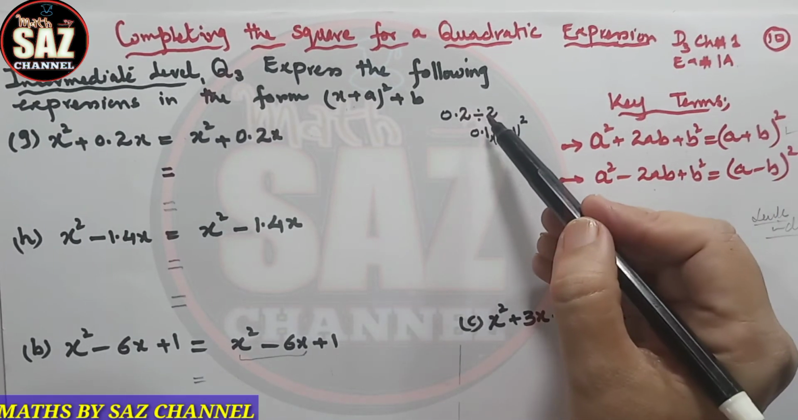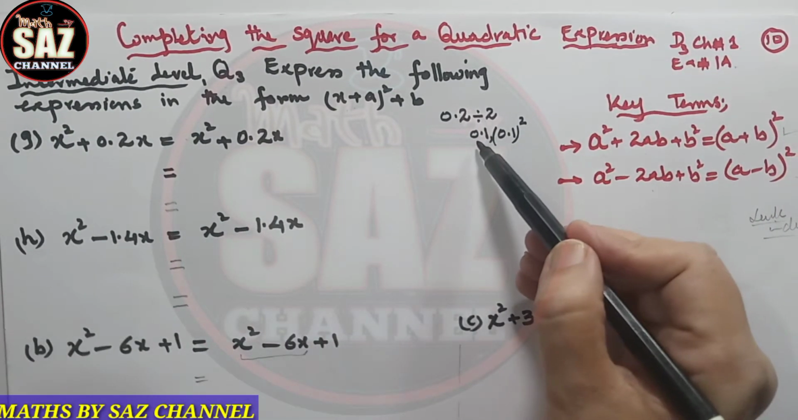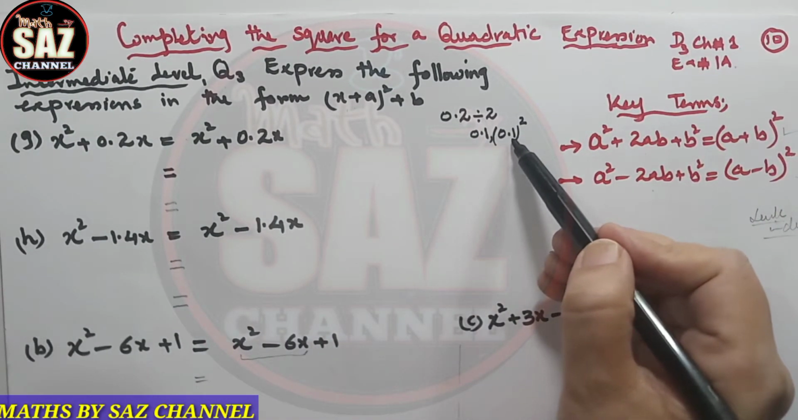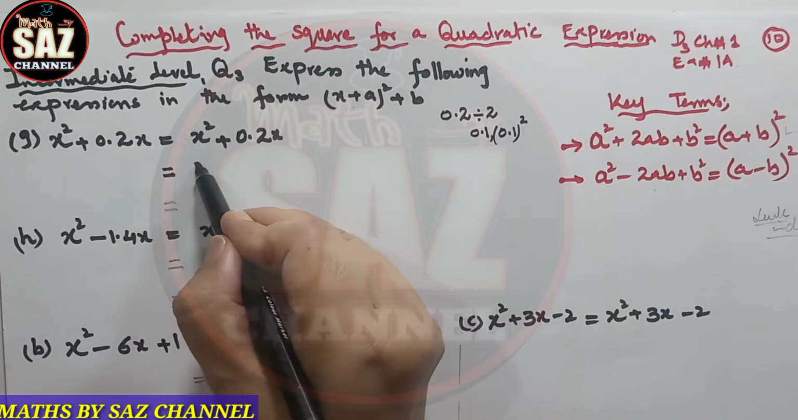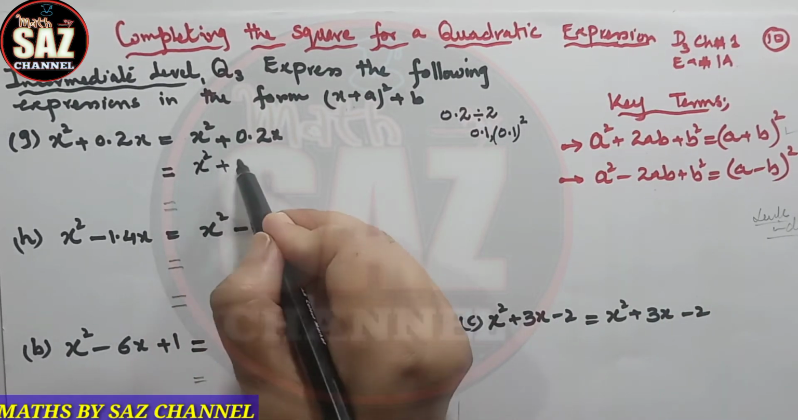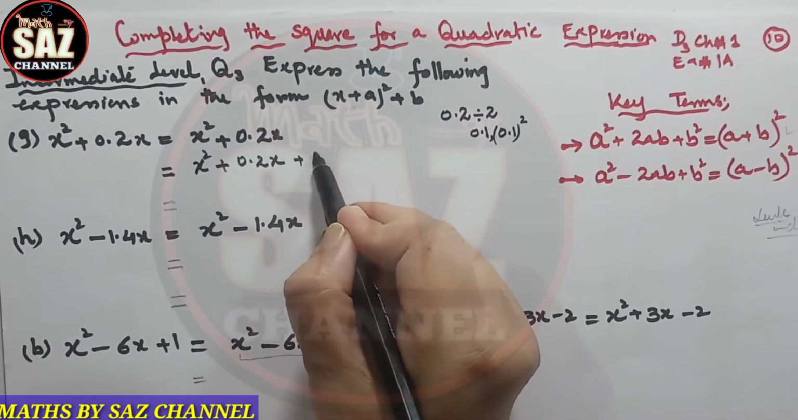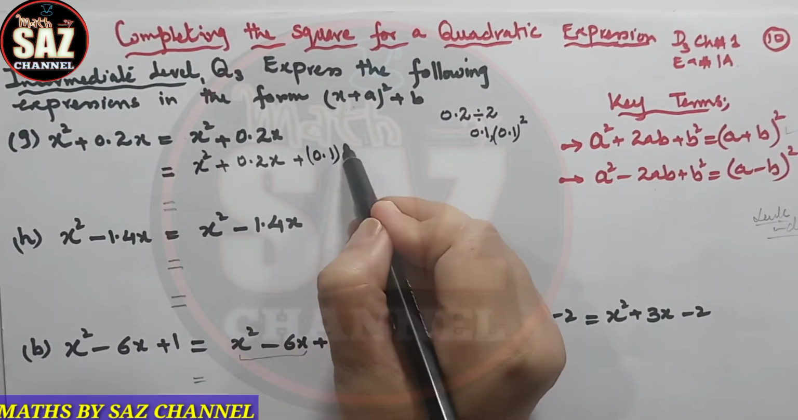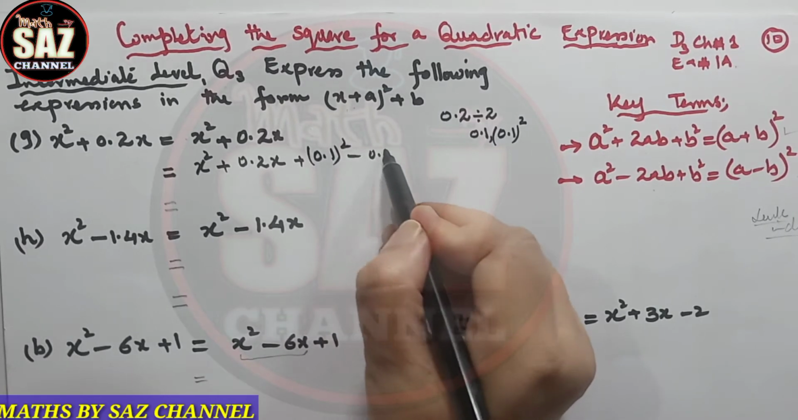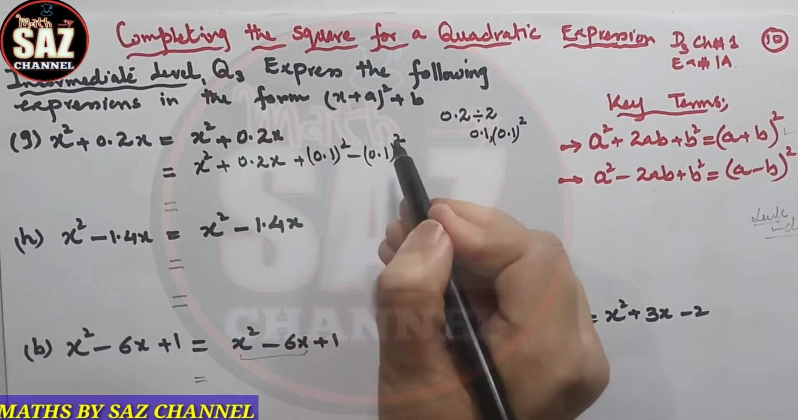As we know that the half of 0.2 is 0.1 and its square is 0.1 whole square, I will be adding and subtracting the square of this half. Okay, and this expression will become in this form.